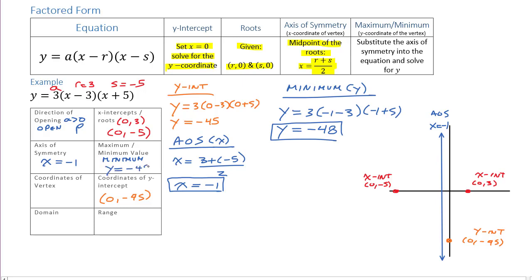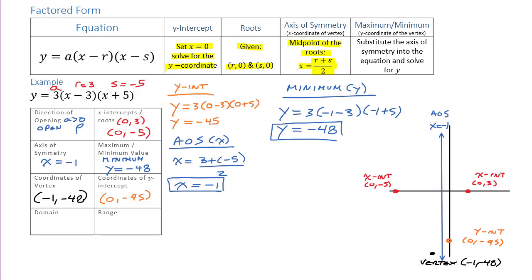y equals -48. And with the axis of symmetry and the minimum value, we just put those together to make our vertex. Our vertex is (-1, -48). So again, this is going to be pretty inaccurate. We'll just put it kind of down there. There is my vertex, which is (-1, -48). All right, I found everything I need.